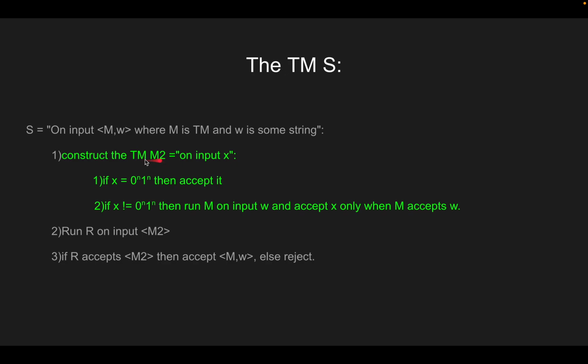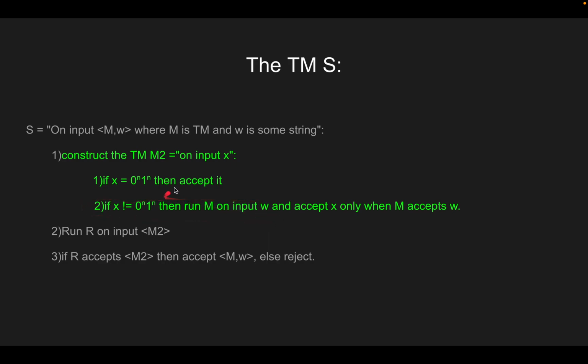Now we'll see how this M2 works. Basically, the core idea is that M2 is going to be non-regular by default. It is going to recognize a non-regular language, that is 0 power n, 1 power n. There are a lot of non-regular languages; here we are taking 0 power n, 1 power n. By default, this Turing machine M2 is going to accept 0 power n, 1 power n. But when M on input w accepts w, then M2 accepts x, whatever x is.